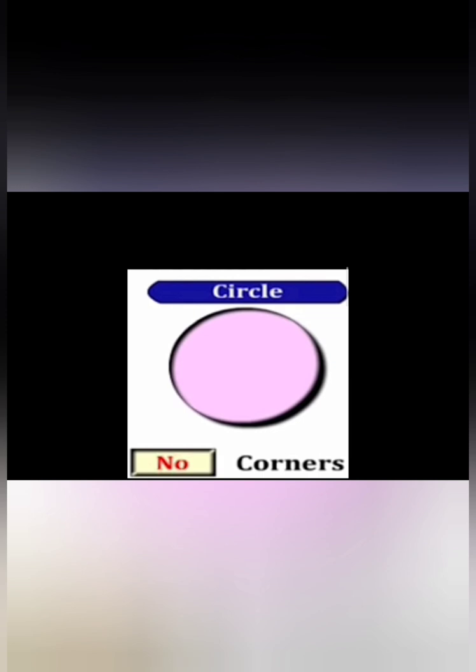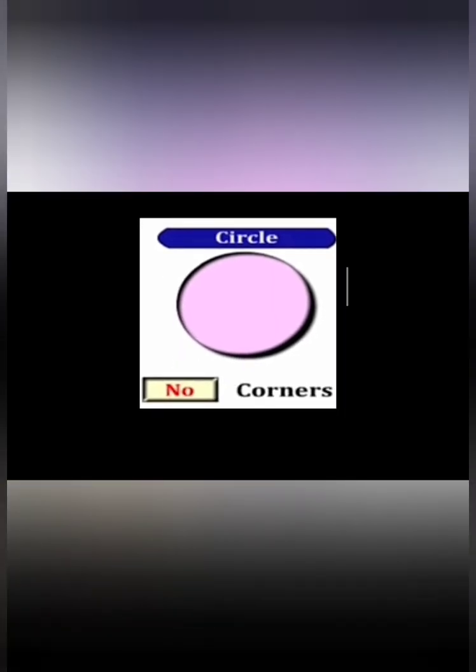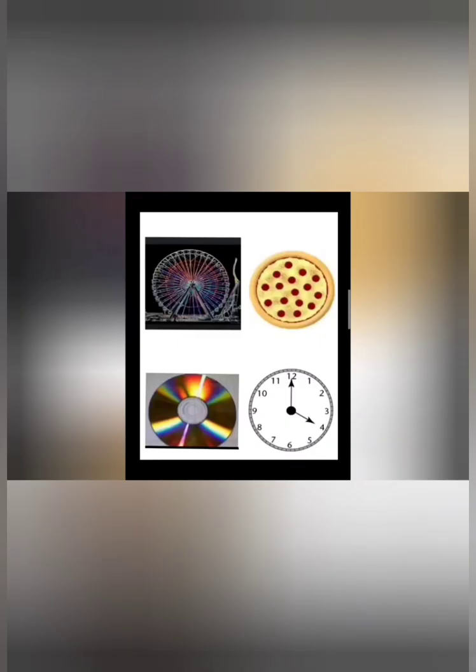Can you guess the name of this shape, children? Yes, you are right. This is a circle. This is a circle, children, and as it is made up of a curved line, it does not have any corners. These are some examples of a circle which you see in daily life, like the giant wheel, pizza, CD, and a clock.